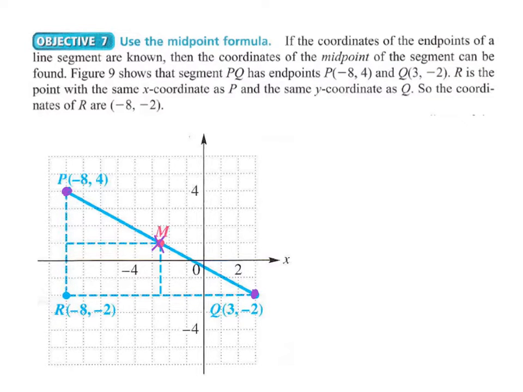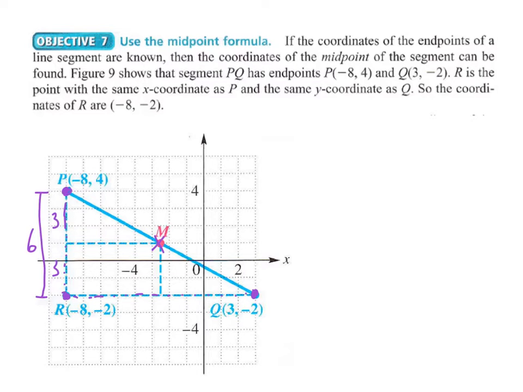One thing we can do is we can drop a vertical line down here and do a horizontal line this direction. And where they cross, we get this extra point. They called it capital R, which is at negative 8, negative 2. Now, the midpoint has to be halfway along PR and halfway along RQ. PR has a total length of 6. So halfway would be 3 and 3.